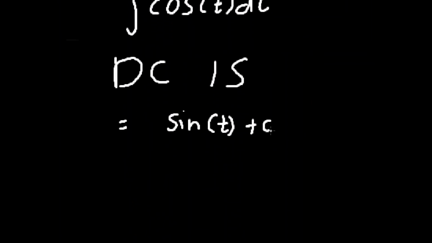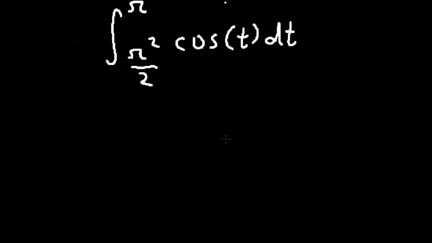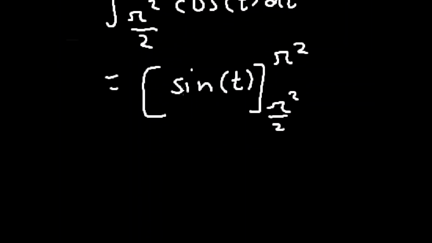Okay, so now when we integrate for cos of t, we can say that that's equal to sine. Right, and then we've got that pi divided by 2, and it looks all very, very strange. And now what we do here is we put the guy at the top, that pi squared, and we put it where the t is.